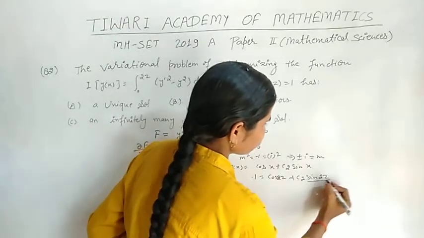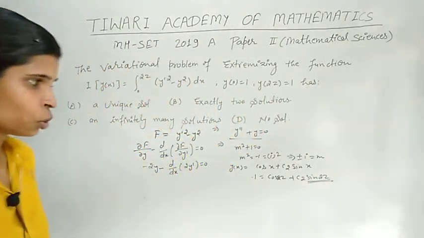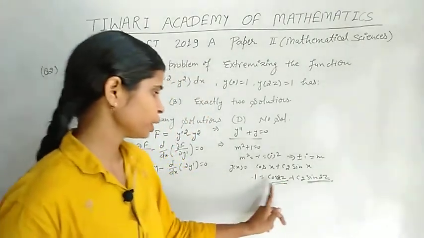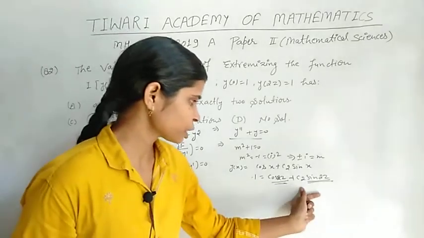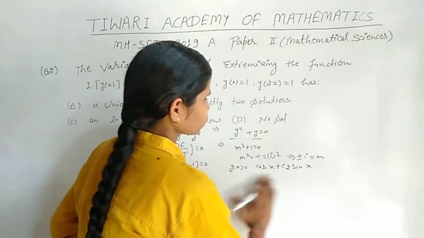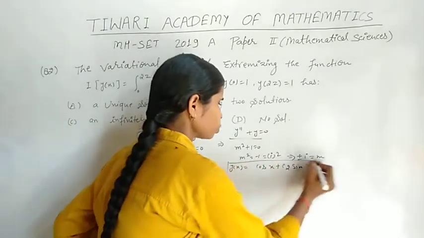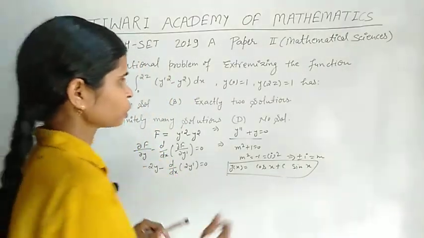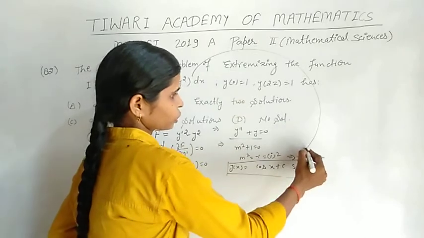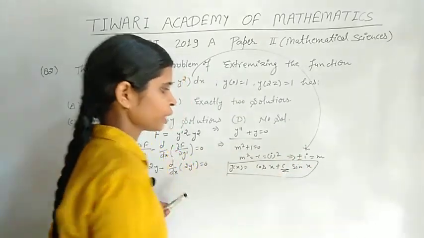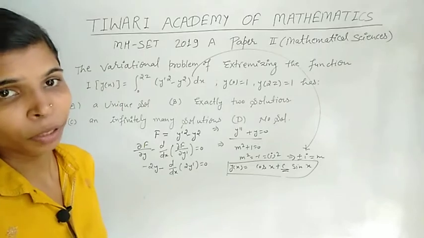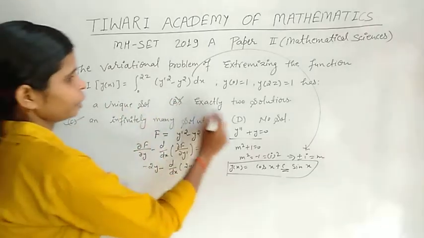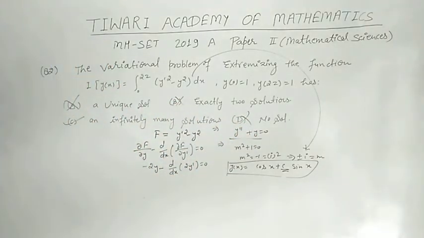Sin of even multiple of π is equals to 0, cos of even multiple of π is equals to 1. If this condition holds, here we cannot find the value of constant c. So y(x) is equals to cos x plus constant c into sin x. Here in the solution of this question a constant term is present, so it has infinitely many solutions. So option C is a true option, A, B and D option is a wrong option.